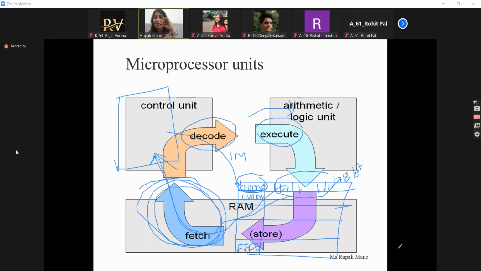Yes, ma'am. Did you understand? So the first one is store, the second one is fetch, the third one is decode, and the fourth one is execute. Okay. The microprocessor does not have a provision for storage, so whatever program we are writing will be somewhere else, outside the microprocessor. Okay, so that is in the memory.